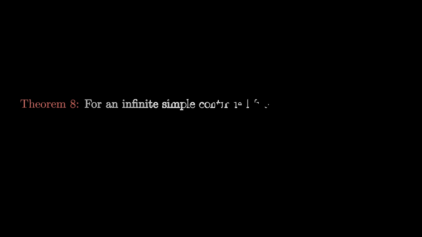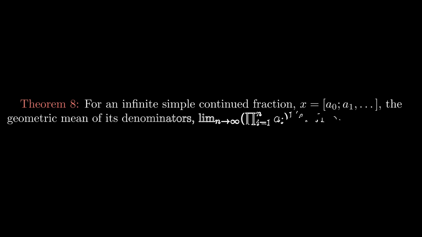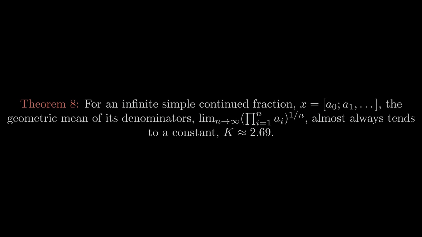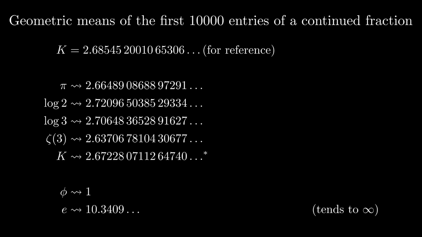While we have the result that this theorem holds for almost all infinite continued fractions, we've not proven it for a single number. For example, if we look at the continued fraction of pi, it does seem to tend towards this constant, but we've not proven this fact. We can find a similar result for other constants, like log 2, log 3, zeta of 3, and Khinchin's constant itself. For a counterexample, e does not tend to this.